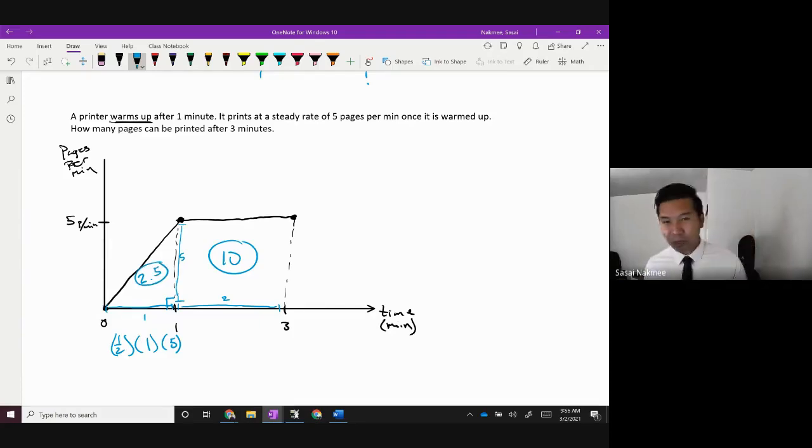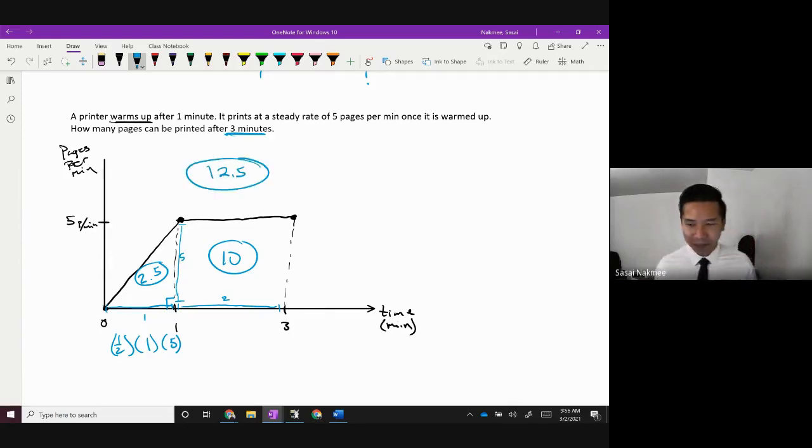So while this printer is warming up for that first minute, it prints 2.5 pages. And then from 1 minute to 3 minutes, it prints 10 pages in total. So how many pages does it print in total after 3 minutes? It prints a total of 12.5 pages. That's what happens. So once we look at it at 3 minutes, there's still half a page being printed. But that's the idea here.